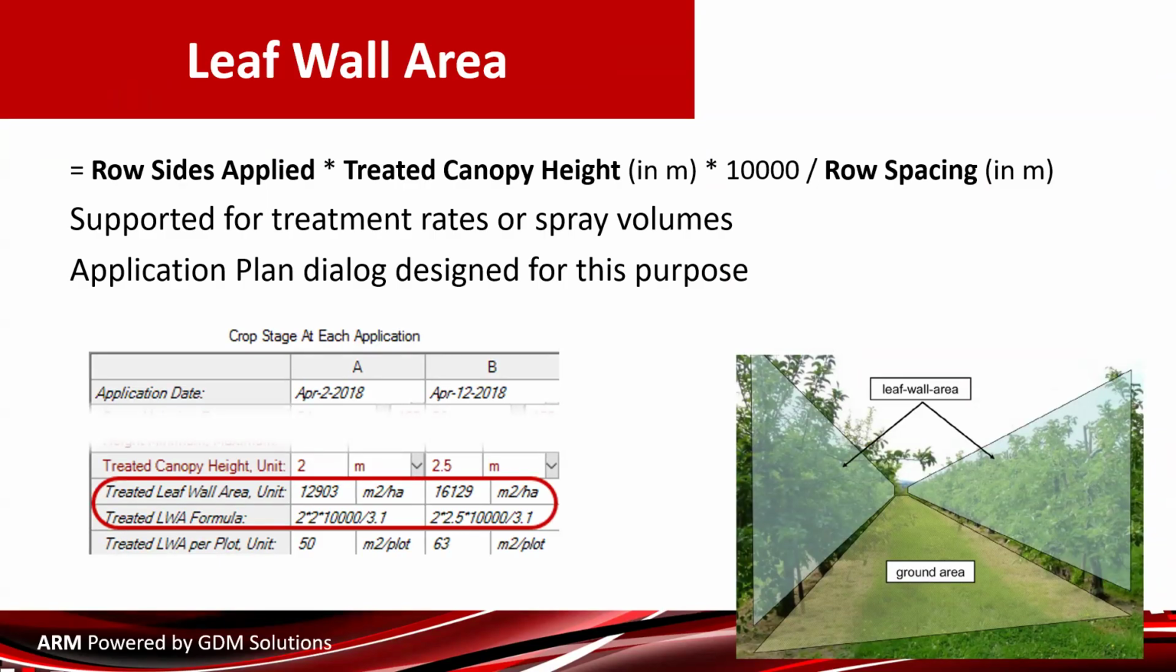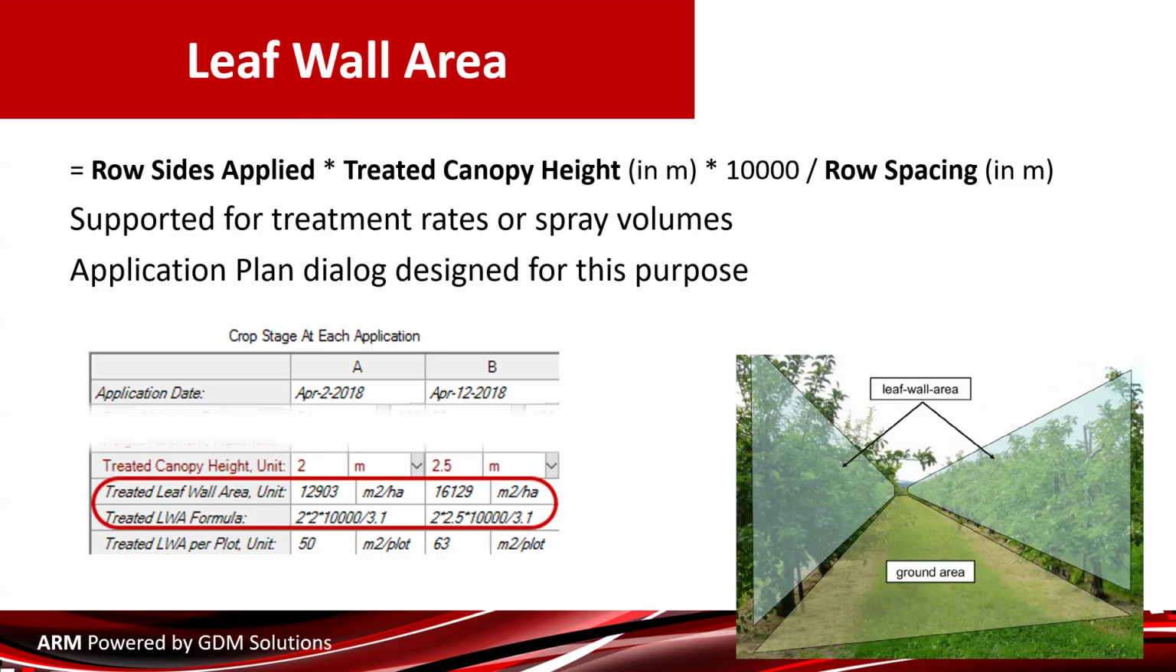Next topic, won't spend much time on it, the leaf wall area. Just know ARM does support the leaf wall area calculations, whether it's your treatment rate of application or your spray volume in terms of leaf wall area. The idea here is just if you have a three-dimensional crop, so there's that picture there, instead of having a rate based on your ground area, you really want to care about the area of the leaf wall.